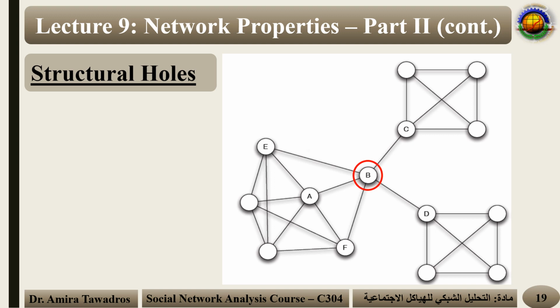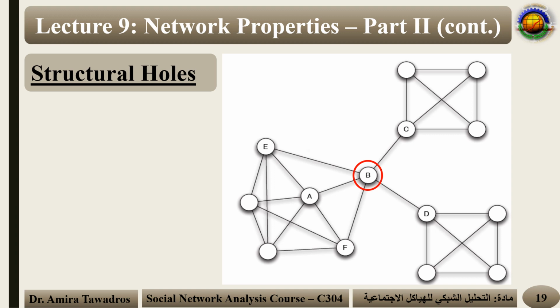Node B here plays the role of gatekeeping. It regulates the access of both node C and node D to the highly knitted group to which B belongs. It also controls the information coming from C and D groups. So this position offers B an advantage relative to A, for example. This advantage lies in the following.